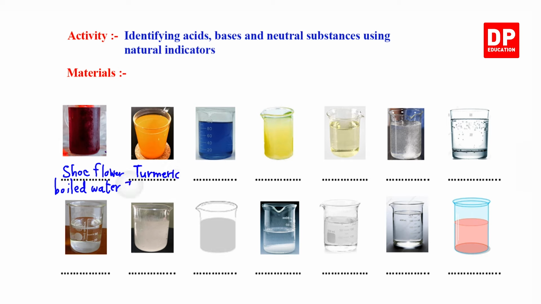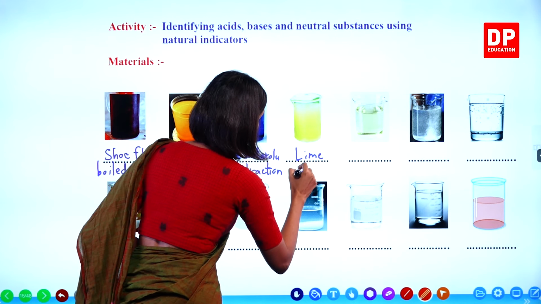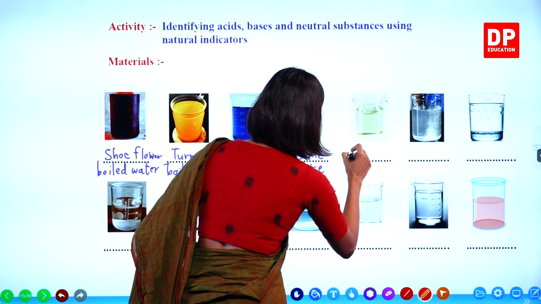Turmeric boiled water. Blue Cattarallu extract. Blue Cattarallu extraction. And lime juice. Vinegar.